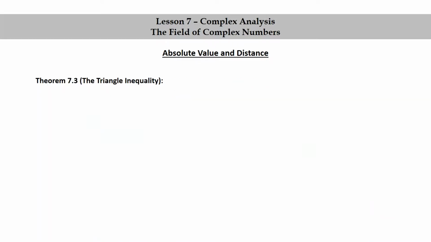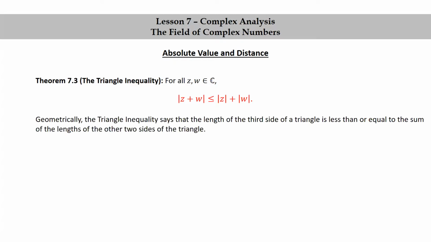Theorem 7.3, the triangle inequality. For all complex numbers z and w, the absolute value of z plus w is less than or equal to the absolute value of z plus the absolute value of w. Geometrically, the triangle inequality says that the length of the third side of a triangle is less than or equal to the sum of the lengths of the other two sides of the triangle. As an exercise, you should prove the triangle inequality. It's not too difficult.